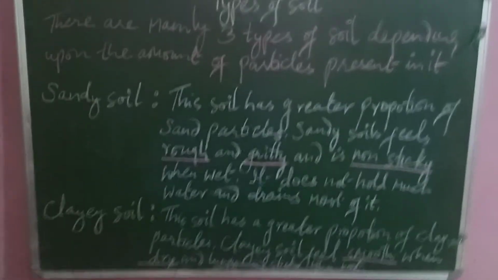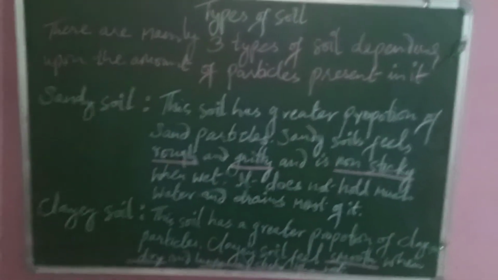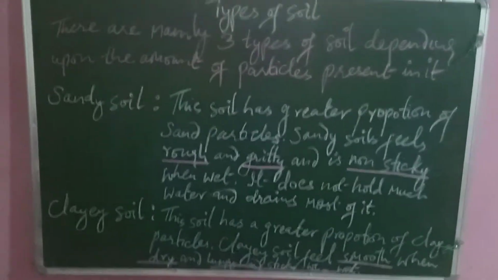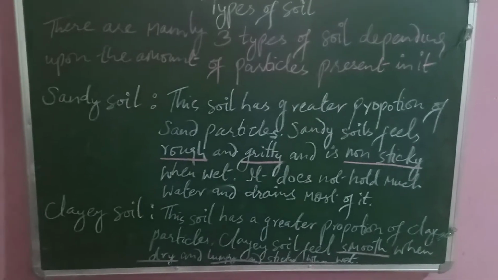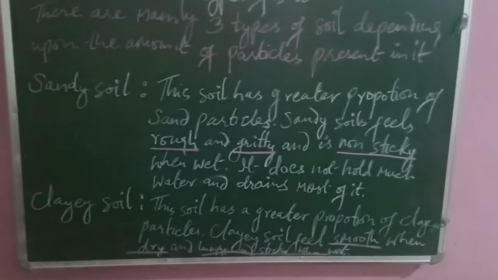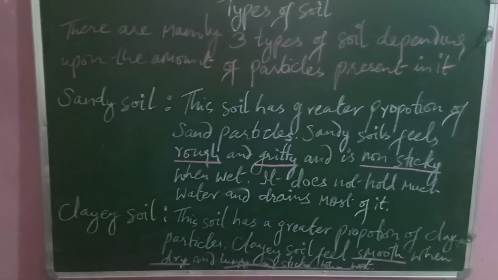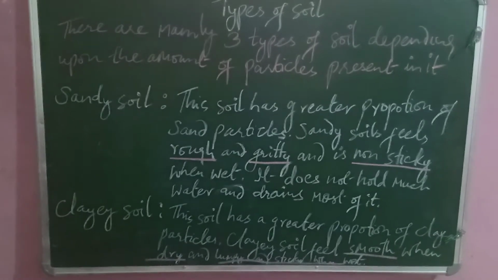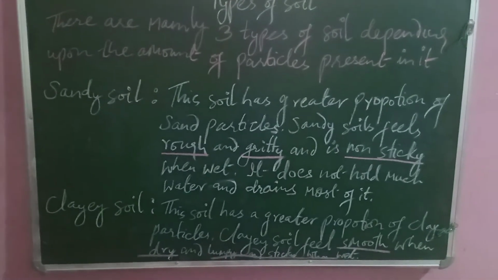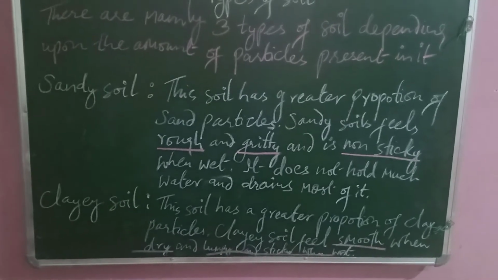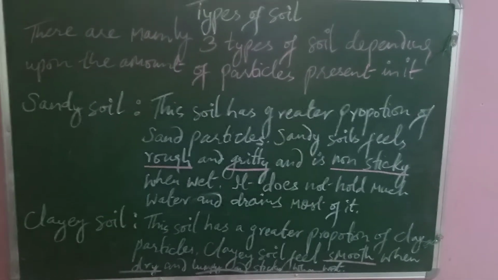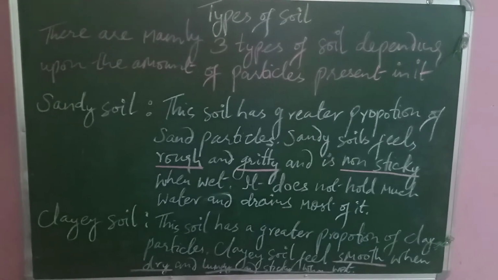So these three types of soils, based on the amount of particles present in them, we can categorize accordingly. The first one is sandy soil. This soil has a greater proportion of sand particles. Sandy soil feels rough and gritty, and it's non-sticky when wet.